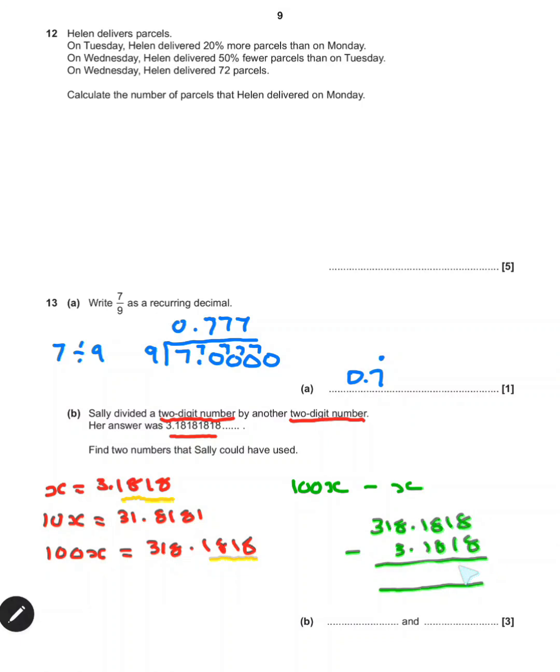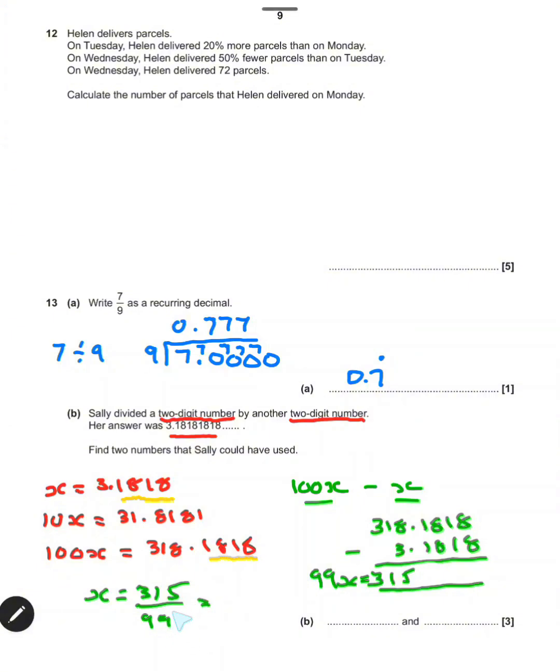What happens when we do this? Well, 8 take 8 is 0, 1 take 1 is 0, etc, etc. You're left with 318 take 3, which is 315. And we know that we got this answer from 100x, take away x, which is 99x. 99x is 315. If we've got an equation that says that, then 1x would be 315 divided by 99. Now we're nearly there, but this is not the right answer because we're looking for a 2-digit number divided by another 2-digit number. So we've got to simplify this fraction as much as we can until we've got two 2-digit numbers.